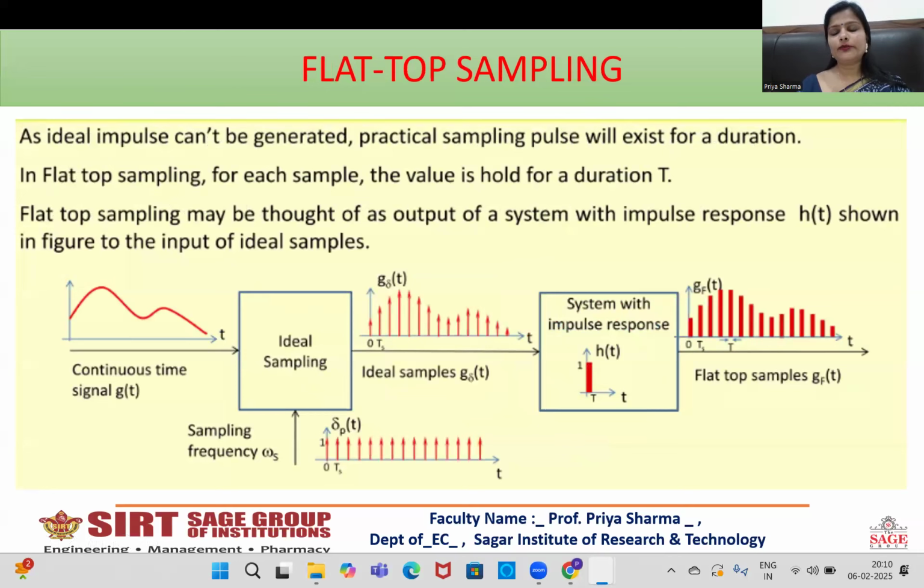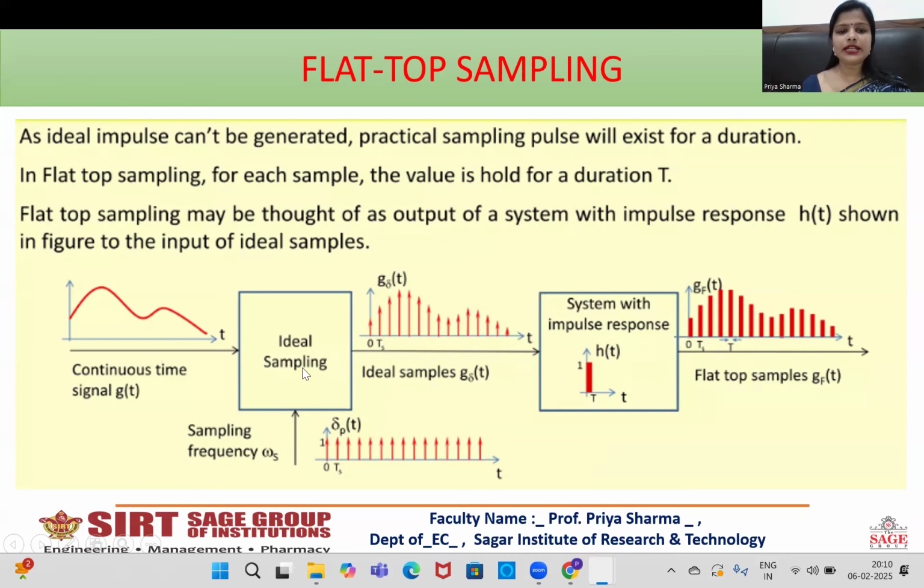Now coming to the flat top sampling, the disadvantage of natural sampling is that, following the signal, the amplitudes may get disturbed. In flat top sampling, earlier, the ideal impulse can't be generated. Practical sampling pulse will exist for a duration. In flat top sampling, for each sample, the value is held for a duration t. Flat top sampling may be thought of as the output of a system with impulse response h(t), shown in the figure, to the input of the ideal samples.